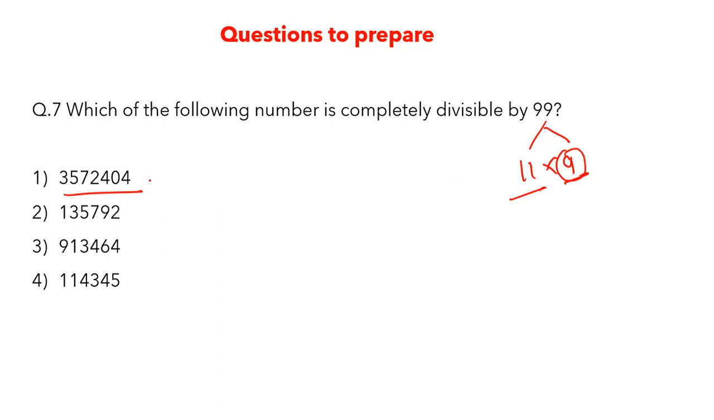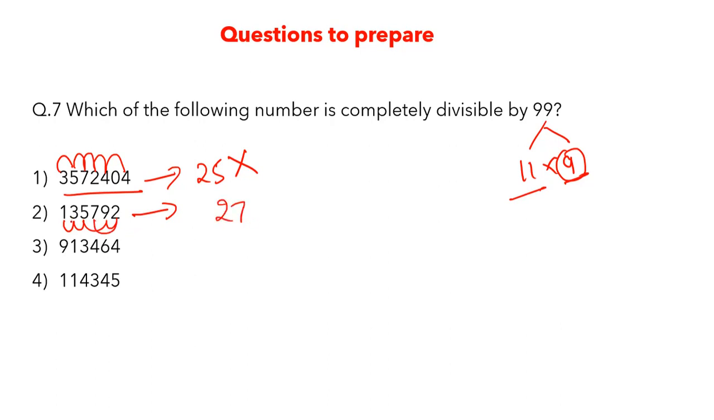Okay, so let's take this number. 3 plus 5, 8. 8 plus 7, 15. 15 plus 2, 17. 17 plus 4, 24. 24 plus 4, 25. Is it divisible by 9? No. So don't go for 11 even, because if it is not divisible by 9, then for sure it won't be divisible by 99. Let's take this one. 1 plus 3, 4. 4 plus 5, 9. 9 plus 9, 18. 18 plus 9, 27. This is divisible by 9.